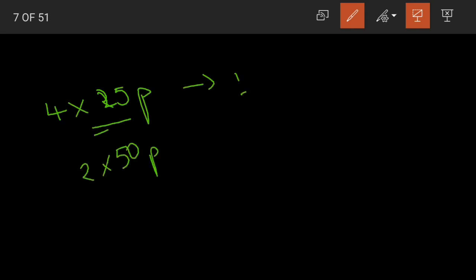Again, how many 25 paise coins make 1 rupee? 4 25 paise coins make 1 rupee and 2 50 paise coins make 1 rupee. You have to write RS or the symbol, rupees 1.